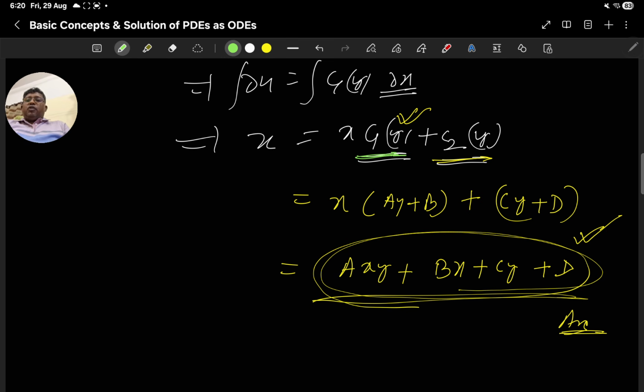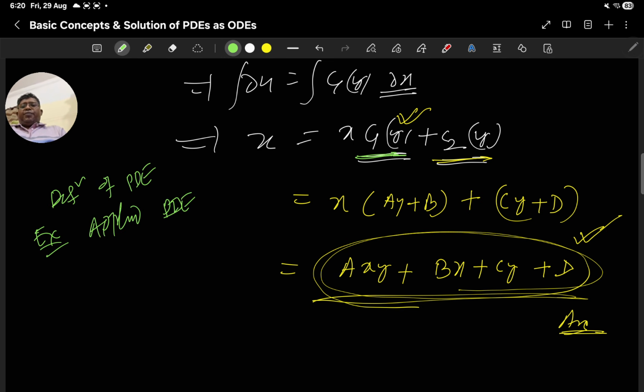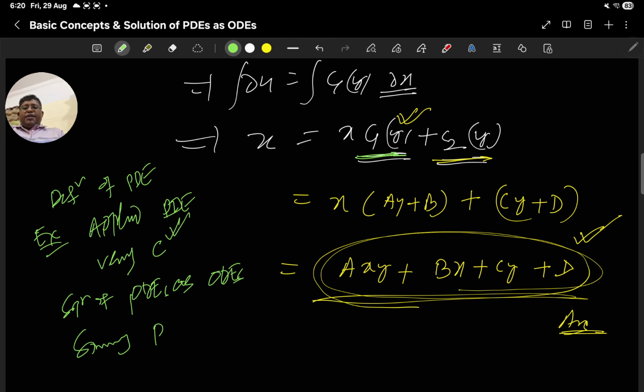Now coming to the final summary of this lecture. Here we knew the definition of PDE, then an example of applied PDE. Then we verified for what value of C. Then we discussed solutions of PDEs as ODEs. Then we discussed simultaneous PDEs, that is, systems of PDEs. That's why the video is getting lengthy. We should close it here.